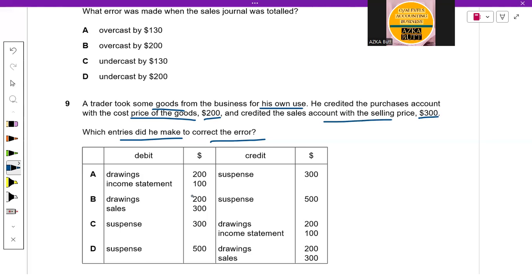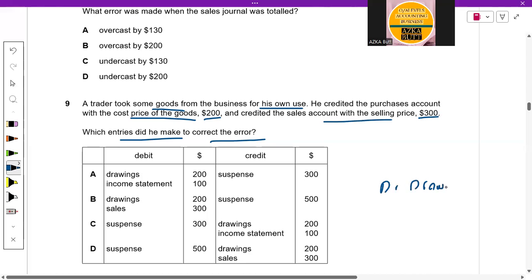So the correct entry to fix this: debit drawings, which is 200, the goods taken for personal use at cost price, debit the suspense $100 to account for the difference, and debit the sales by $300 to reverse the incorrect entry to sales. So thus the correct answer is B.